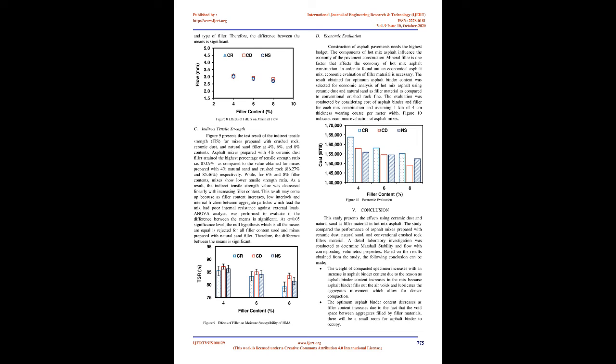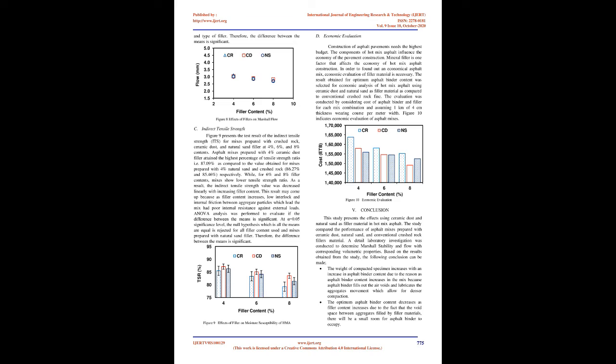Stability. Figure 7 depicts the relationship between Marshall stability and filler content. Asphalt mixes prepared with 4% ceramic dust resulted in higher stability, 10.5 kN, at 5.5% OAC as compared to the values obtained for mixes prepared with 4% natural sand and crushed rock filler, 10.35 kN and 9.9 kN, at 5.4% and 5.7% OAC respectively.